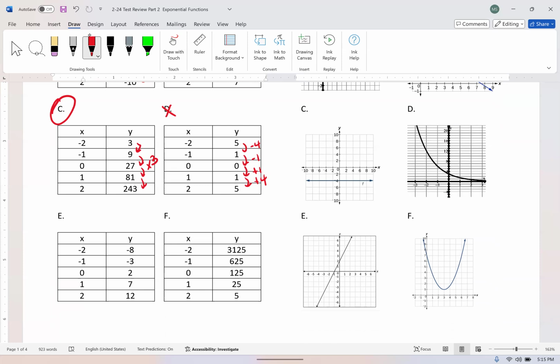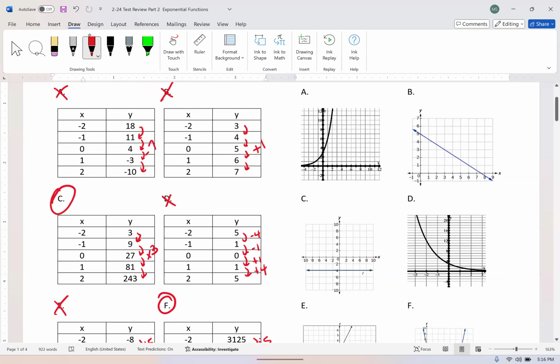All right, let's look at choice E. I'm going up 5, up 5, up 5, up 5. So that is linear. And now choice F. It might be a little difficult to see this one, so sometimes it might be easier to start at the bottom and work your way up. Divide by 5 every single time. We are dividing by 5. So dividing by 5 is the same thing as multiplying by 1/5. So F is an exponential function.